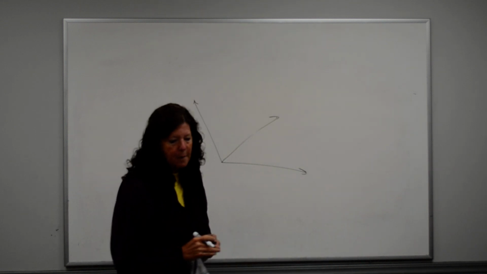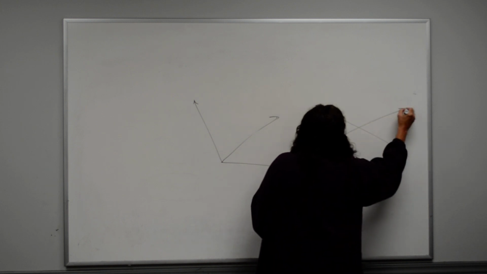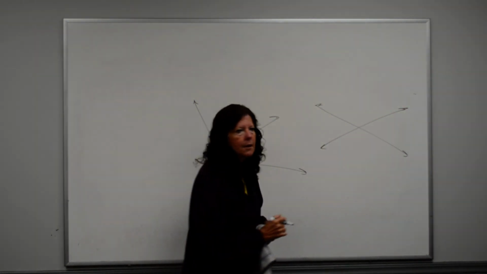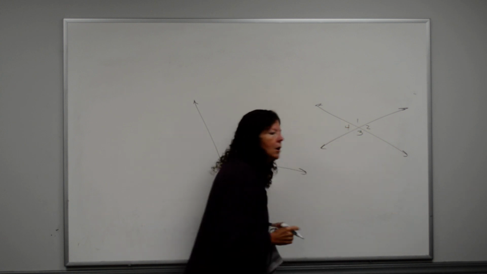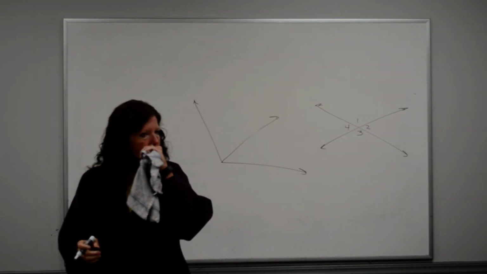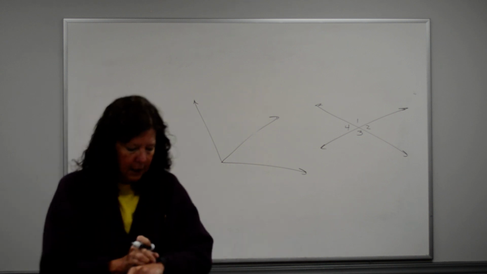Vertical angles, remember, are formed by two intersecting lines. So 1, 2, 3, 4. Name for me, David, a set of vertical angles. 1 and 3. Okay, hold on, I've got to reset this.